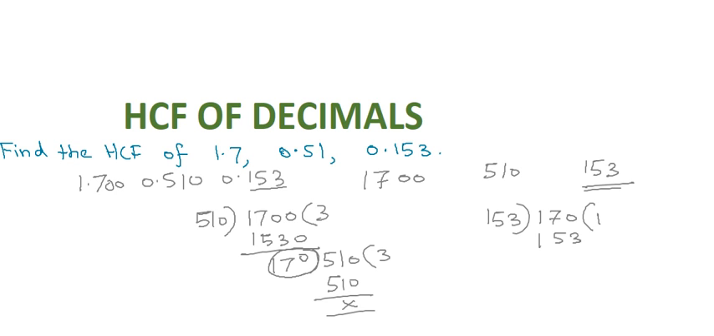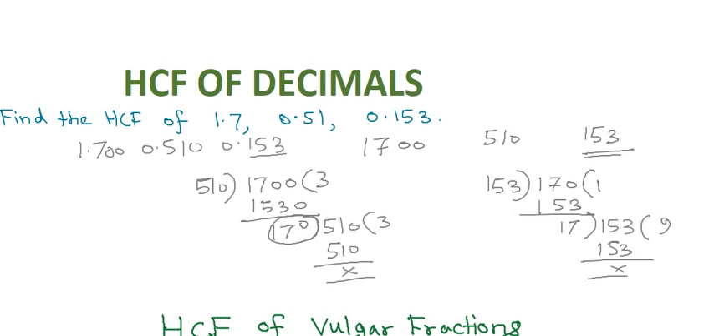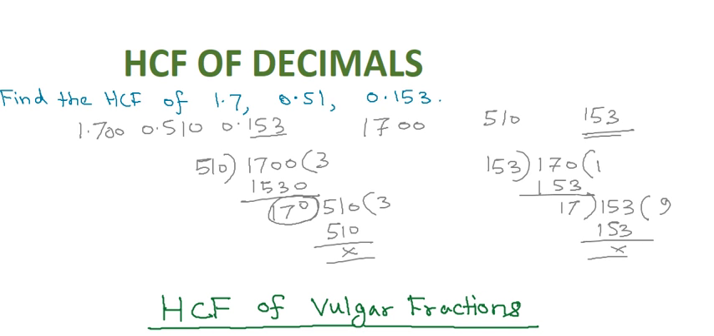We have 1, 17, 153. So 17 nines are 153. So this 17 we get as the HCF of 1700, 510, 510 and 153, but this is not our result. We need to find out the HCF of 1.7, 0.51 and 0.153.